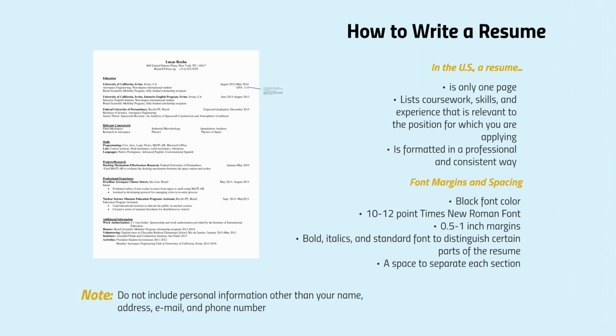General information about a resume. A resume is only one page. It lists information that is relevant to the position for which you are applying and is formatted in a professional and consistent way. The appearance of the resume will be dictated by black font color, 10 to 12 point simple font such as Times New Roman, Arial, or Calibri, 1/2 inch to 1 inch margins, bold, italics, underline, and standard font to distinguish between different parts of the resume, and a space to separate each section.